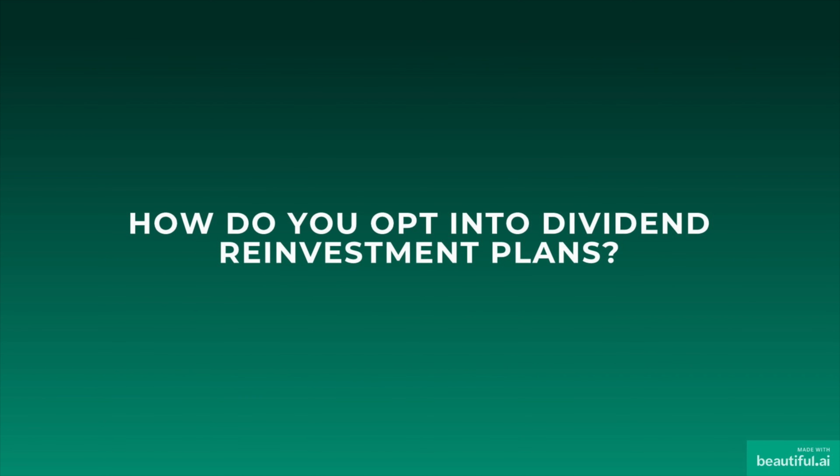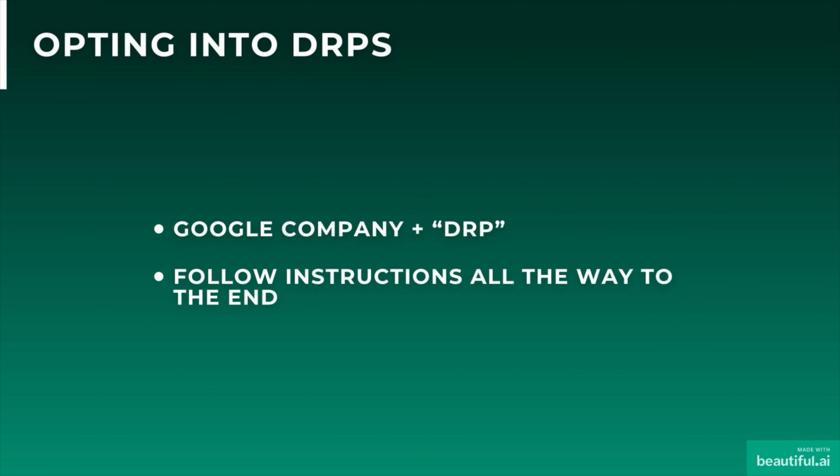Now, one of the last questions people ask me multiple times is how do you opt into dividend reinvestment plans? The easiest way to do that is to Google whatever the stock is plus dividend reinvestment plan. When you've done that, there'll be a set of instructions that you need to do to opt into that dividend reinvestment plan for that stock. So just follow the instructions, go all the way to the end and confirm, and then you'll be just fine.